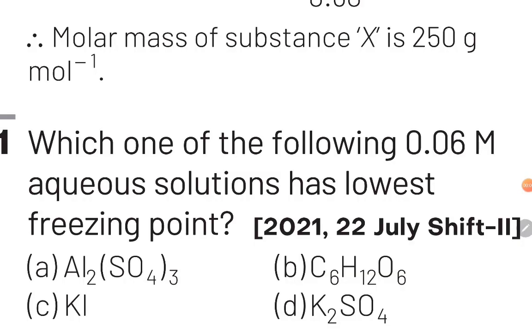Yes students, the third question of the chapter is: which of the following 0.06 molar aqueous solution has lowest freezing point? Guys, in this question, we will have to use the concept that colligative property is directly proportional to number of solute particles.